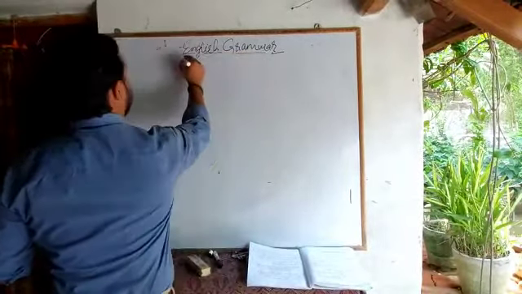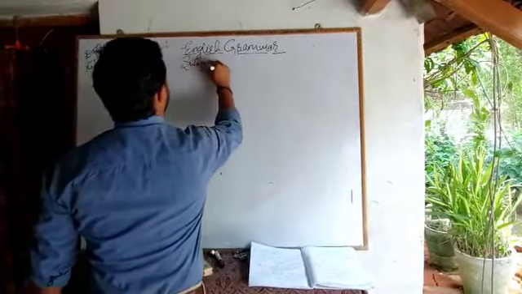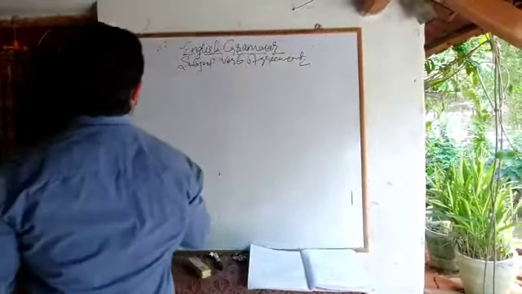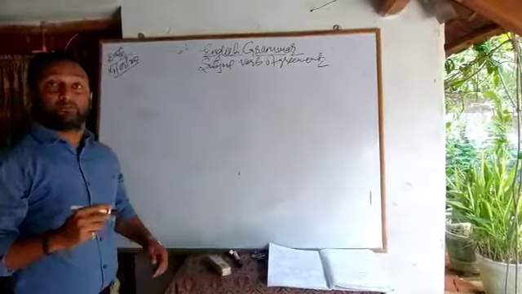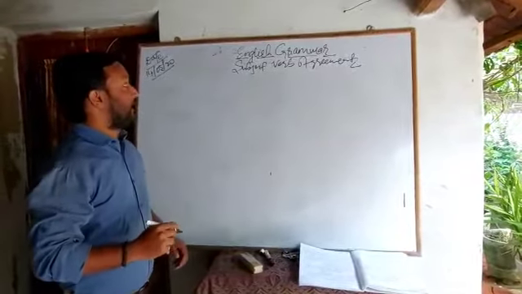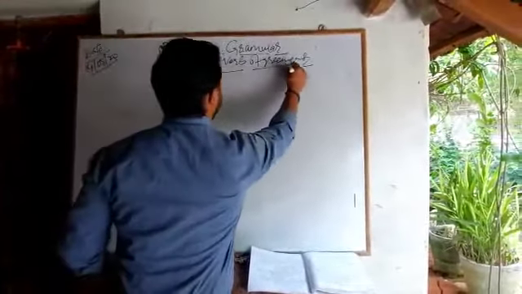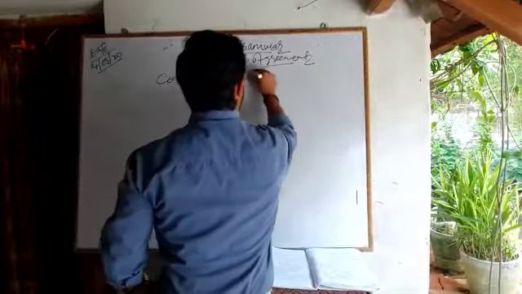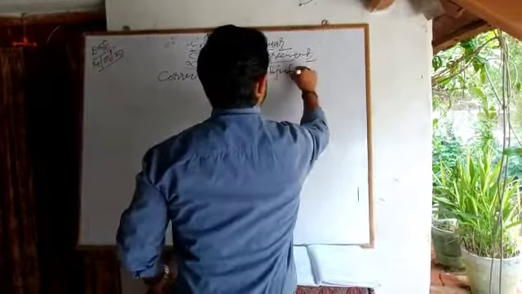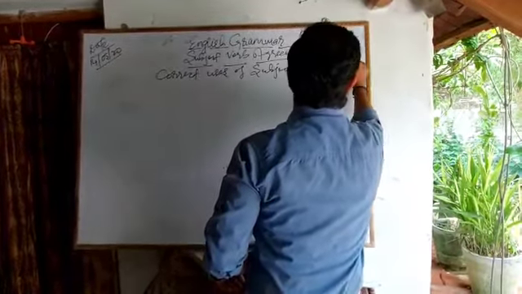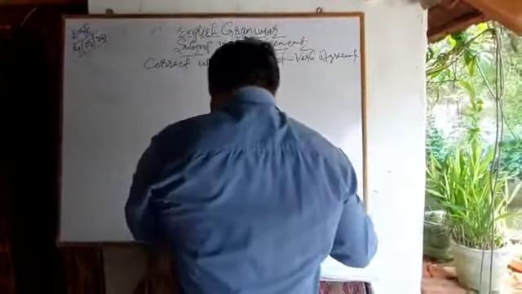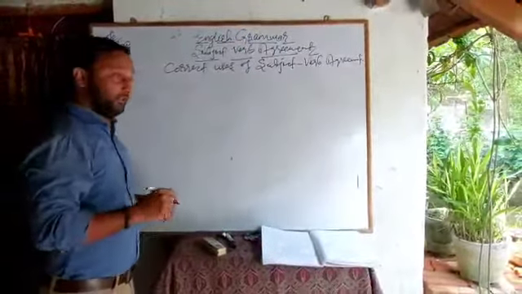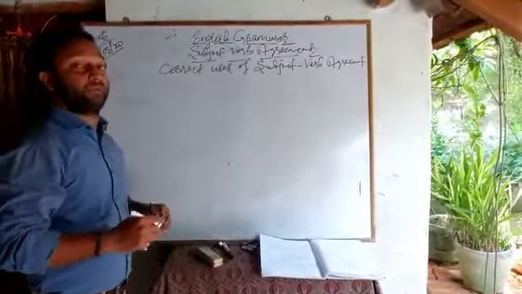Dear ones, in the previous class of subject verb agreement, we have discussed certain correct uses of subject verb agreement. In this class, I'm going to explain some more correct uses of subject verb agreement. In the previous class, I explained about subjects and their connected verbs. In this class, I'm going to explain it further.